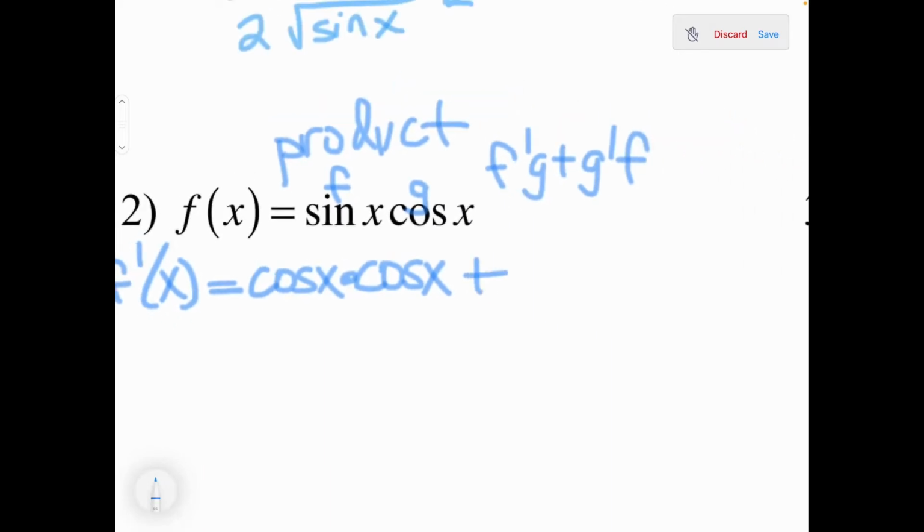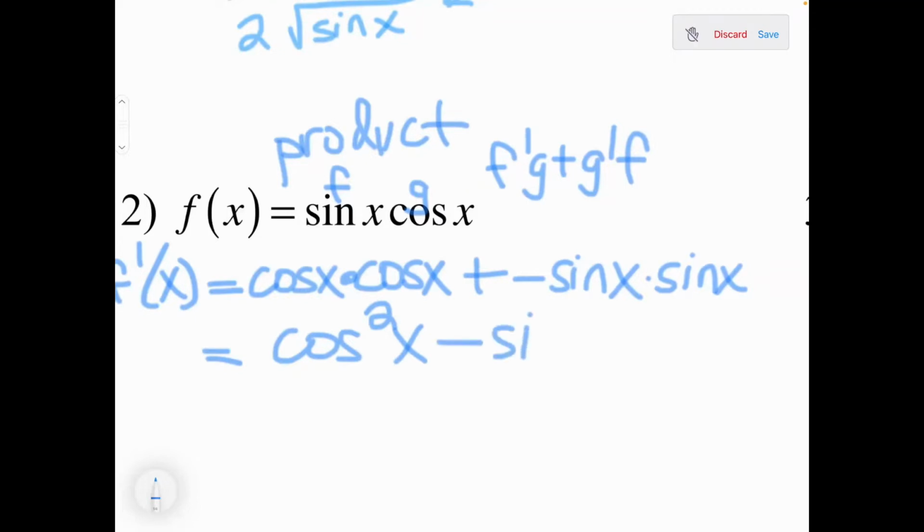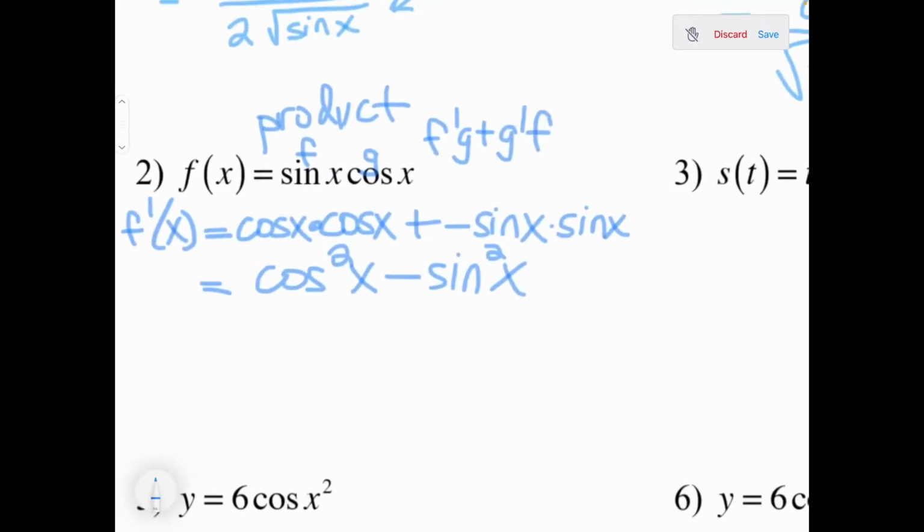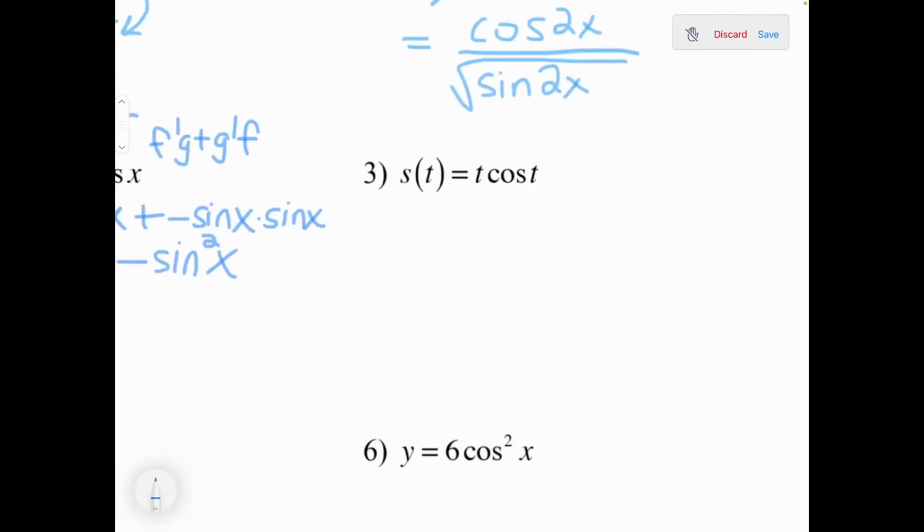Plus derivative of g, derivative of cosine, is negative sine times, not the derivative, but just times f, which would be sine. So we end up with cosine squared x minus sine squared x. There's probably something we could do to simplify that, but that does not equal 1 because they're both not positive. If they were both negative, we could factor the negative out and then make them both positive, and it would equal 1. We could probably use some other Pythagorean identity to make that look a little bit nicer, but I think it's okay like it is.